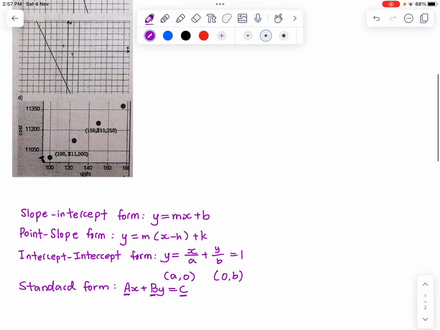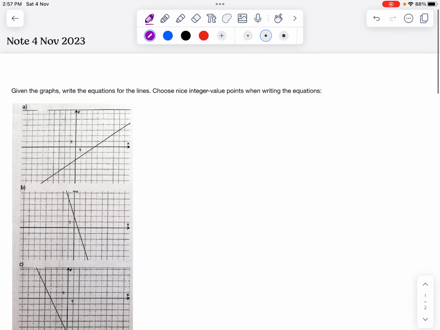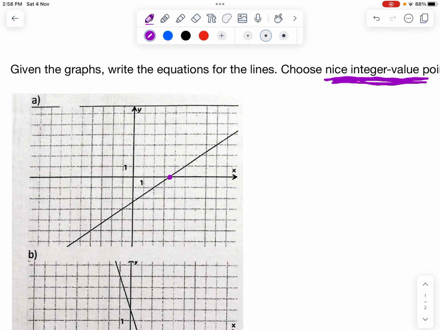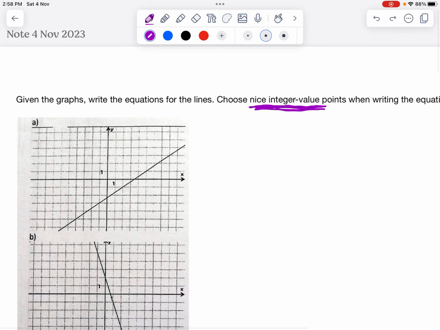Now let's apply these to these questions. Given the graphs, write the equation for the lines. Choose nice integer value points when writing the equations. It says nice integer value points. What that means is you don't want to pick a decimal point. Look here, we know that this is 1, this is 2, this is 3. We don't want to say 3.5. We want integers, so that's easy.